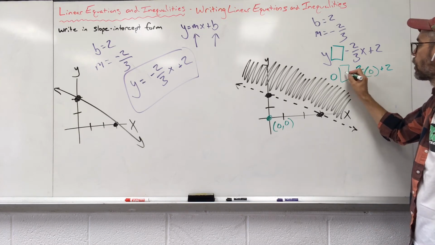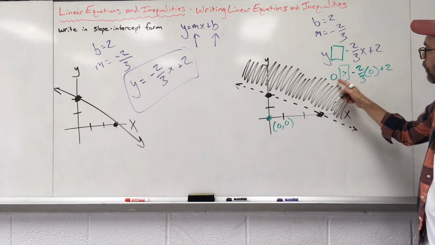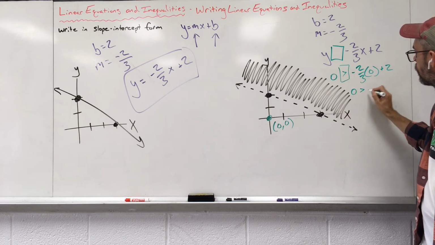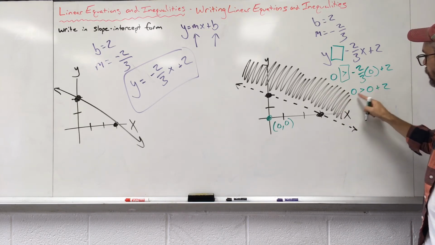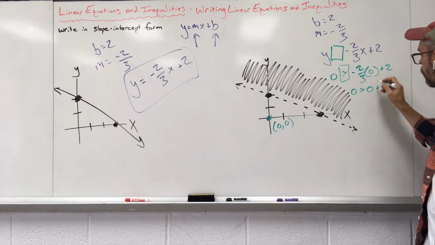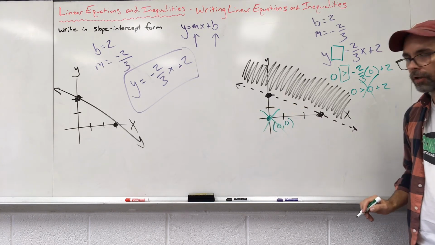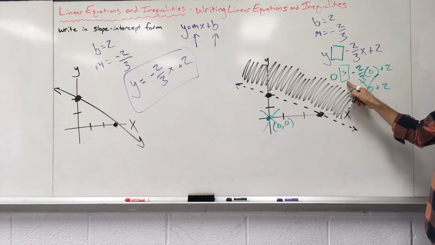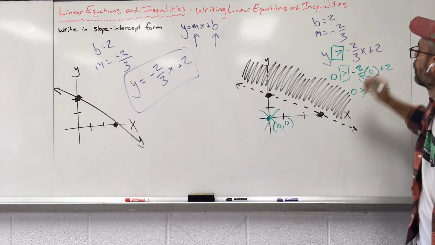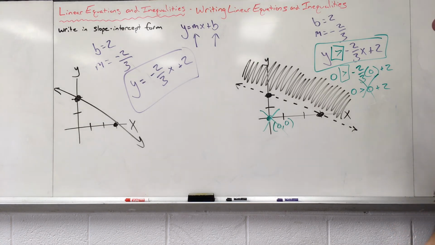So I'm just going to pick one. Let's see if this makes sense. Is 0 bigger than 0 plus 2? Is 0 bigger than 2? No, 0 is never bigger than 2. That's false. Isn't this false? That has to be the correct symbol. Our inequality: y greater than negative 2/3 x plus 2.